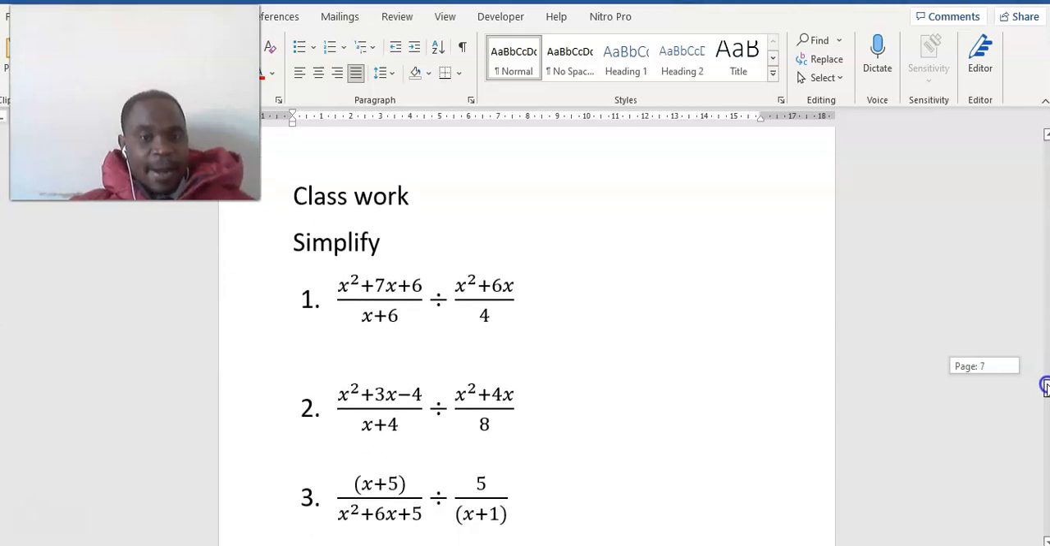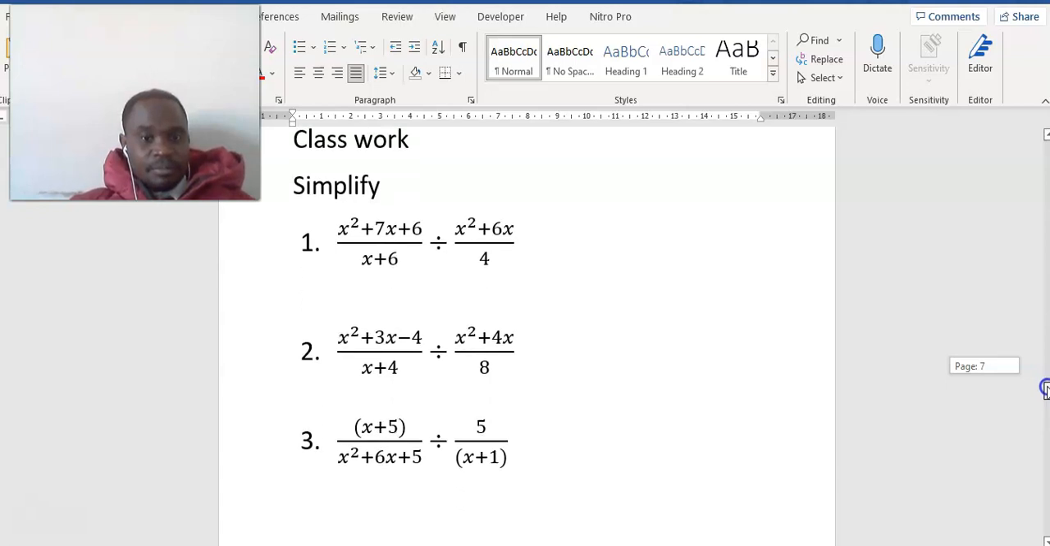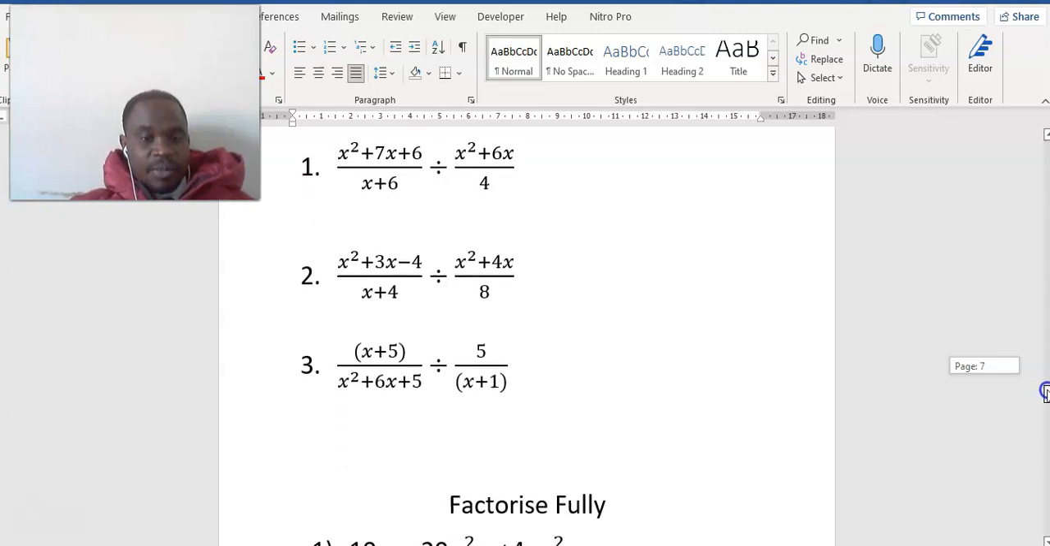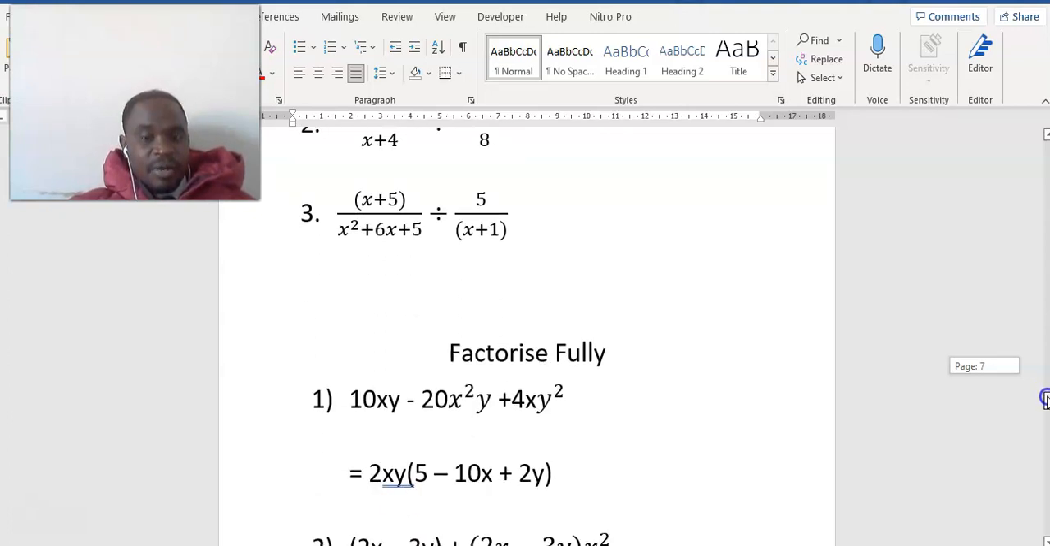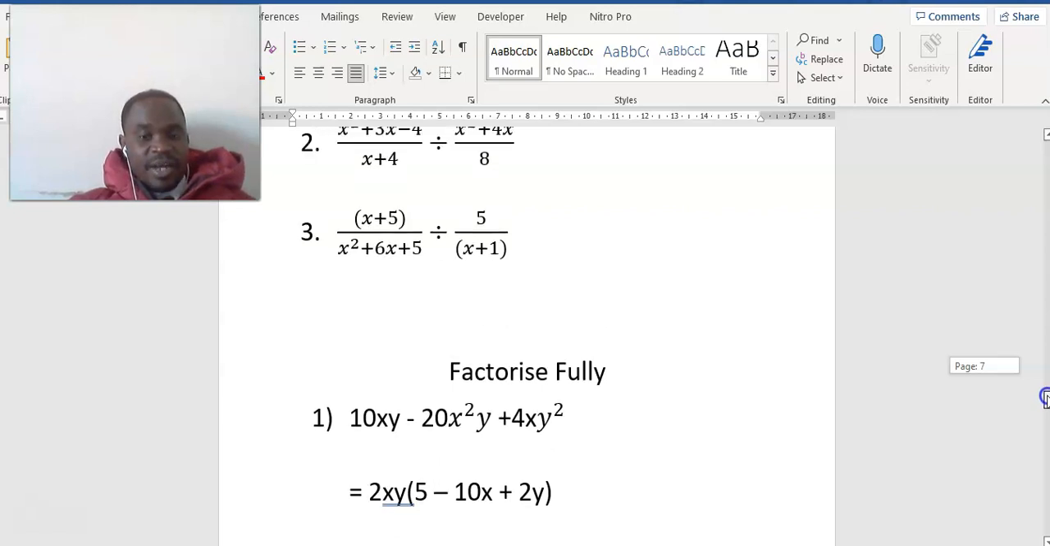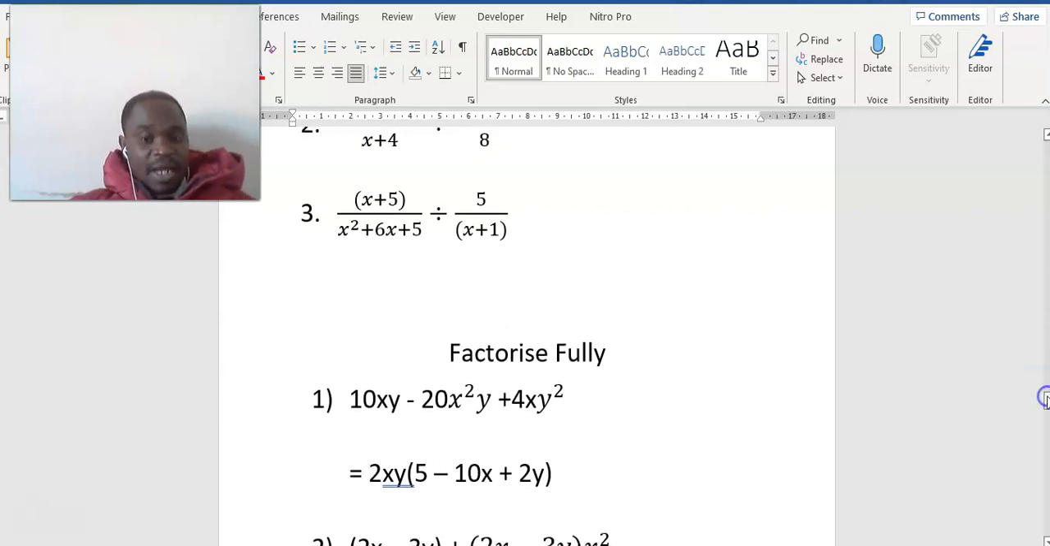So I classwork, simplify this, pause the video and copy. Then we are going to look at factorization. Factorize fully, like this one.